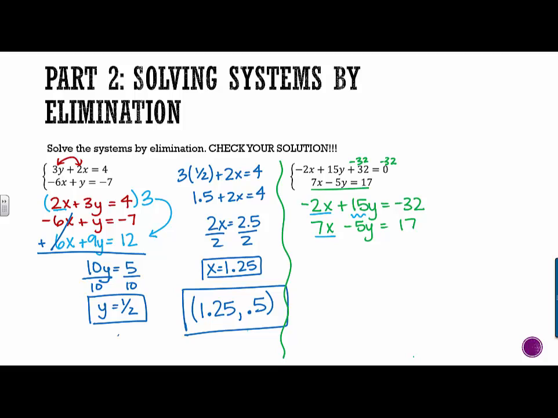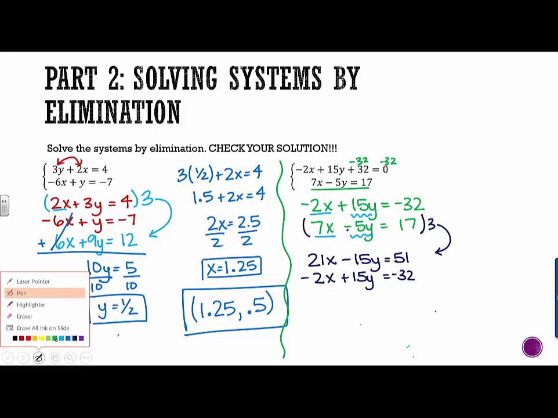Or if I look at these ones, 5 goes into 15. So it's going to be a little easier to get rid of my y's, because all I would have to do is multiply this bottom equation by 3. It's already negative, where this one's positive. So if I multiply it by 3, I end up with 21x minus 15y equals 51.